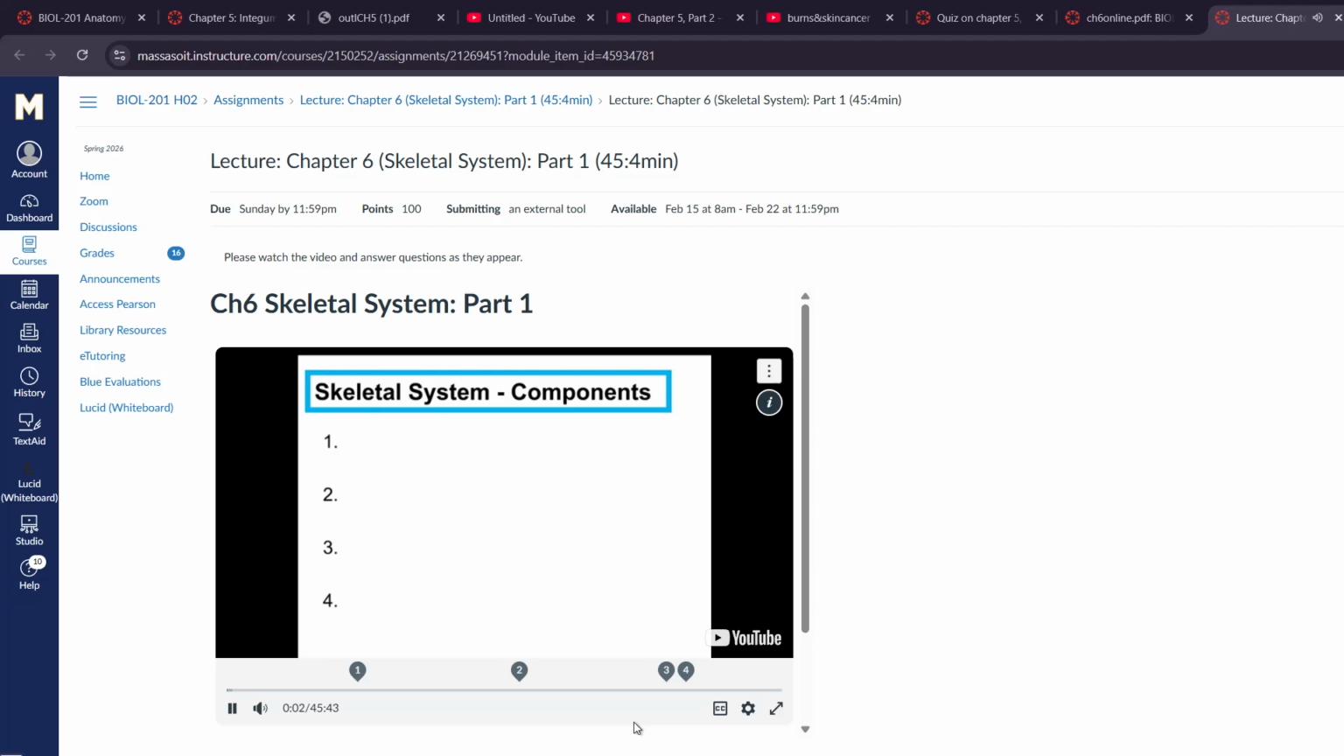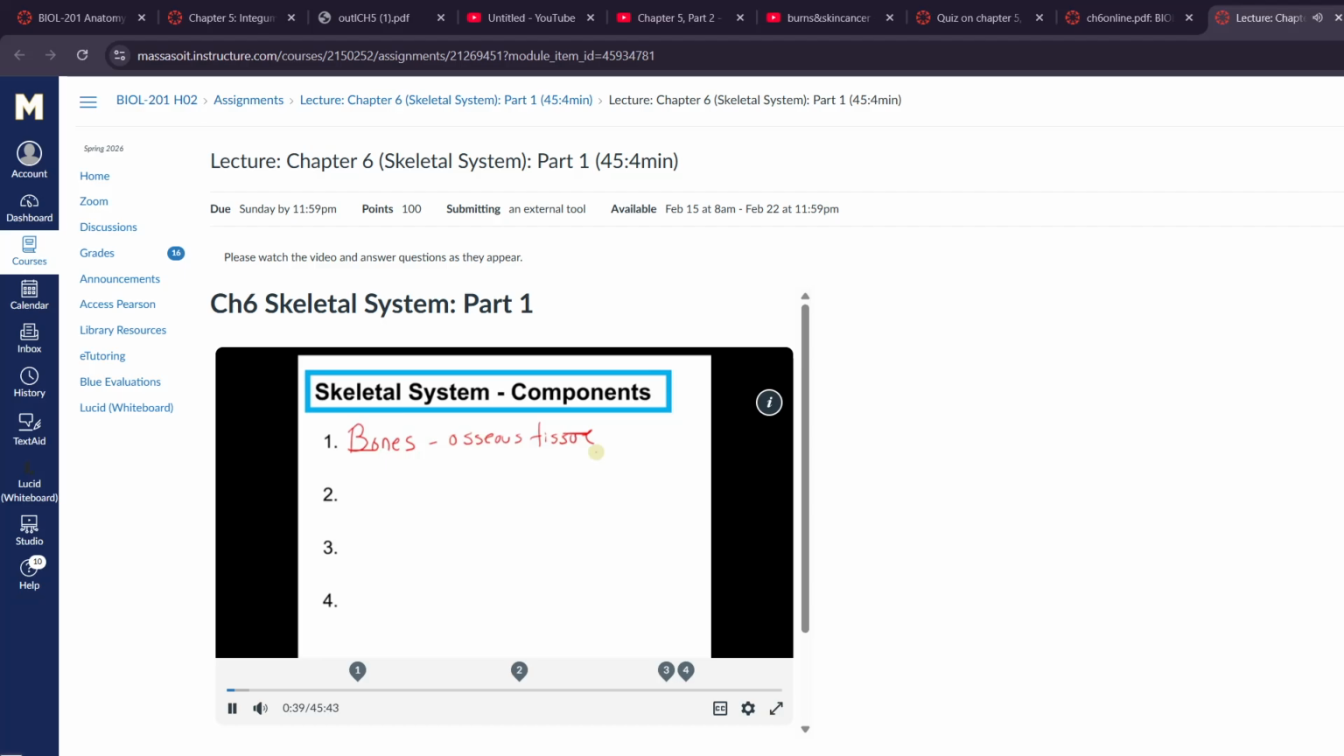This video is on Chapter 6, the skeletal system. Remember that the skeletal system is an organ system. Let's look at the components of the skeletal system, and of course bones is one component. There are about 206 bones in the body, also called osseous tissue. And remember that bone is composed of osteocytes that are in lacuna surrounded by a very hard matrix.